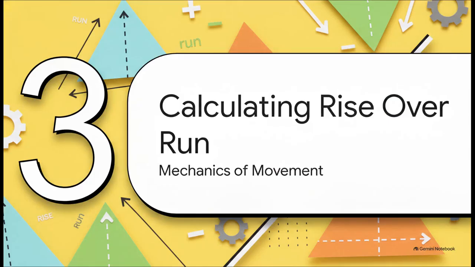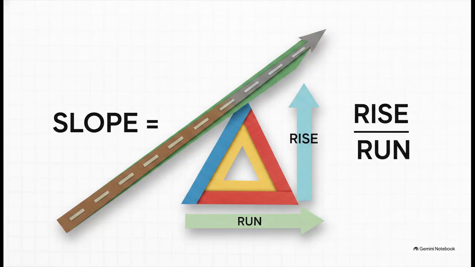Which brings us to Section 3, calculating rise over run. Let's look at the actual mechanics of movement. Let's break down exactly how we measure the steepness on our grid. You've definitely heard the iconic phrase, rise over run. Basically, our slope equals the change in y over the change in x. We use that little triangle, the delta symbol, to represent change in. So we're simply taking our vertical movement, how much we moved up or down on the y-axis, and dividing it by our horizontal movement, which is how much we move left or right on the x-axis.